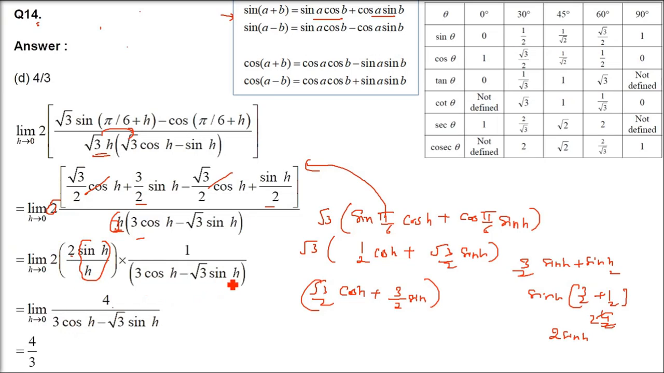Now here 3 cos h minus root 3 sin h, apply the limit h tends to 0. So 3 cos 0 is 1, means 3. Root 3 sin 0 is 0. So this whole becomes 3, cos 0 is 1. So 4 by 3 is going to be your answer.